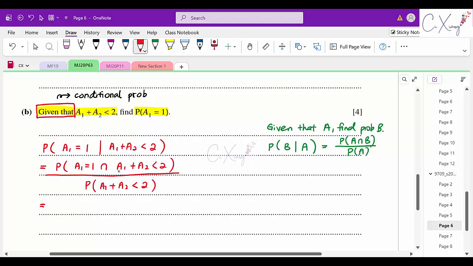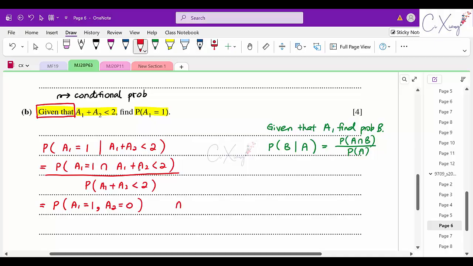Now let's look at the numerator. We know that a1 plus a2 must be smaller than 2, but at the same time, a1 must be equal to 1. So think, what are the possible cases if a1 equals to 1 and a1 plus a2 should be smaller than 2? a2 should be equal to 0. Agree? Because if a1 equals to 1 and a2 equals to 0, then 1 plus 0 gives 1, which fulfills the condition a1 plus a2 smaller than 2.